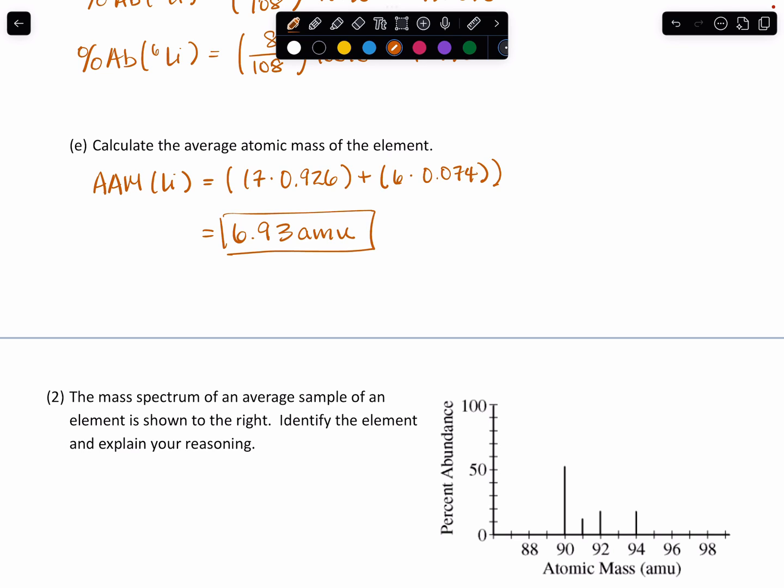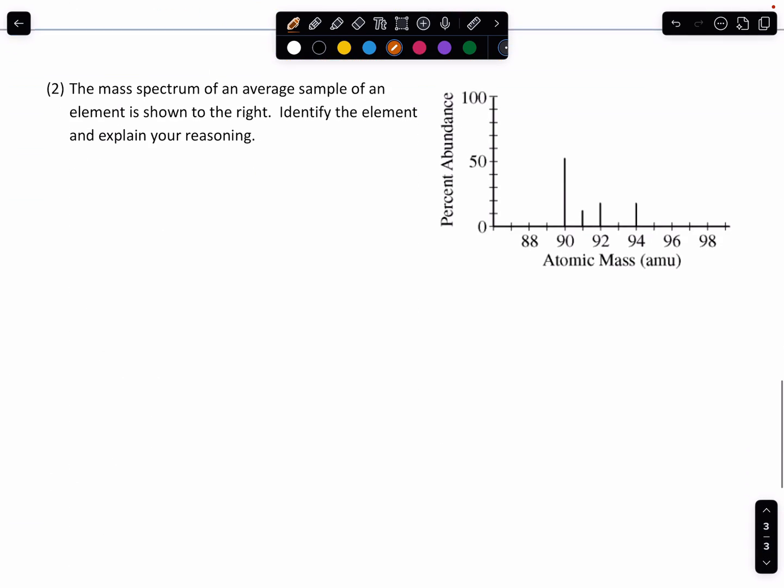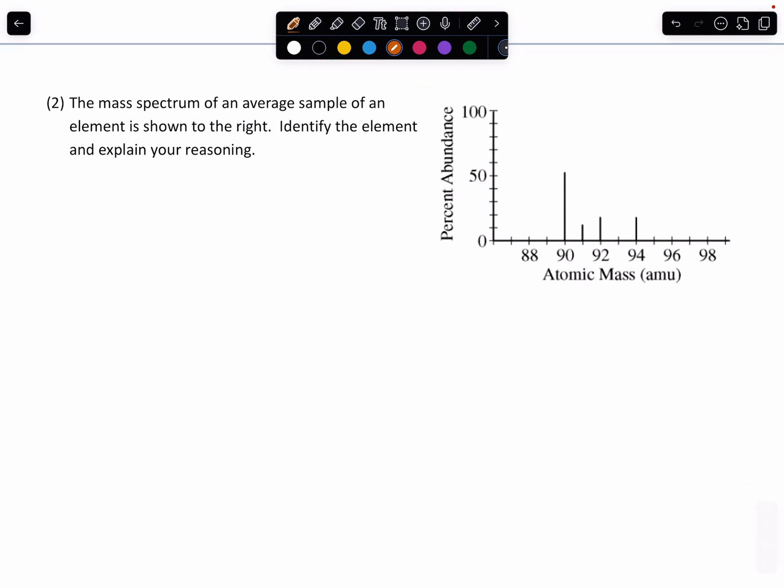And if I go look at the periodic table, it is also pretty close to what is on the periodic table. All right. So the periodic table is always a way to check your answers for these problems. Now, you still have to show your work. You can't just write it down based off the periodic table, but it should be a way to check what you're doing. All right. The mass spectrum of an average sample of an element is shown to the right. Identify the element and explain your reasoning.